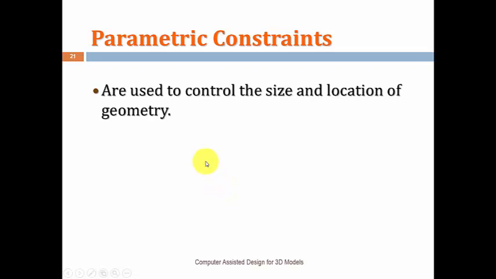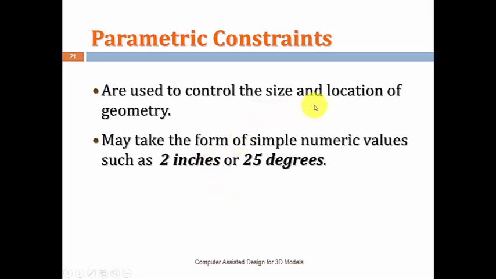Parametric constraints are used to control the size and location of the geometry. So we have two types of dimensions. We have size dimensions and we have location dimensions. For example, width, height, this is the size dimension. But for example, location of the hole with respect to a given edge or line or whatever, so that's actually location dimension.